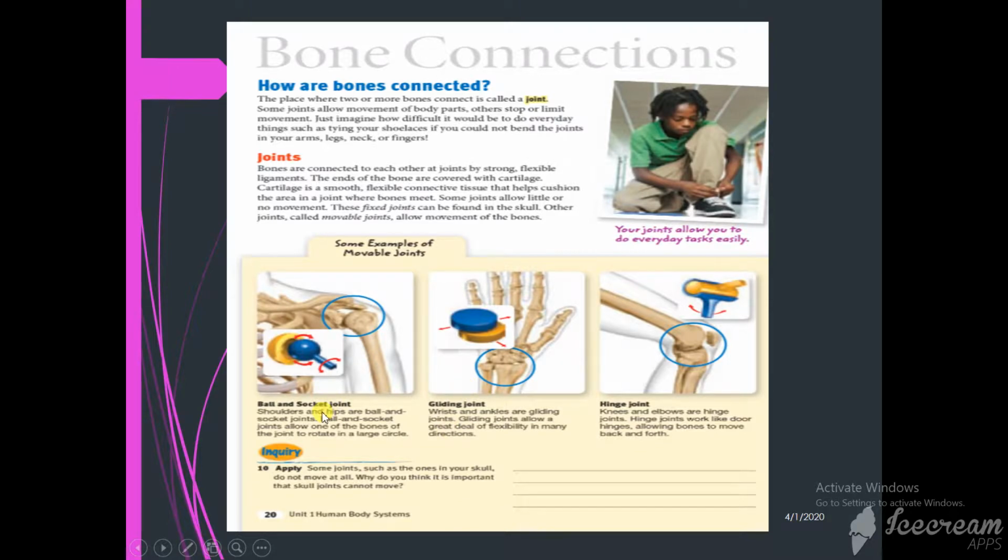Now what are the functions? They allow one of the bones of the joint to rotate in a large circle. And the gliding joint gives flexibility in many directions. For example, how can you move your finger? While I'm saying, you can move your shoulder clockwise and anti-clockwise and see how this ball and socket joint is helpful. Then try to move your fingers and see this is a gliding joint, which gives you flexibility. And knees and elbows are hinge joints. They work like door hinges, allowing bones to move back and forth.